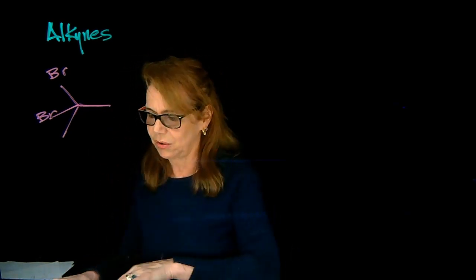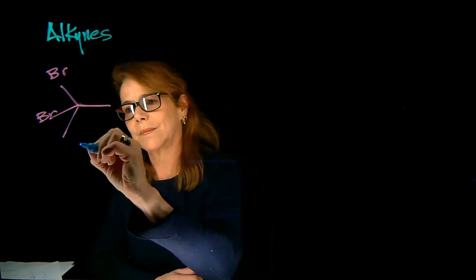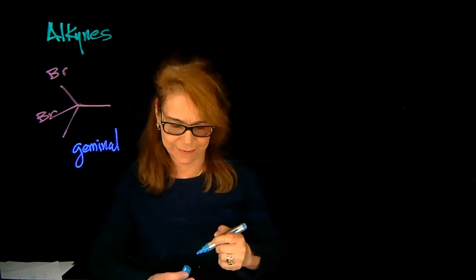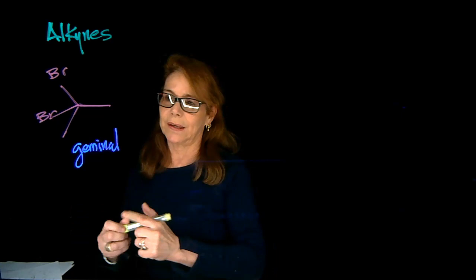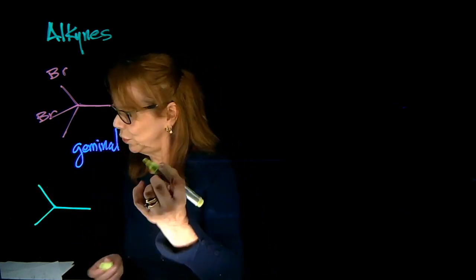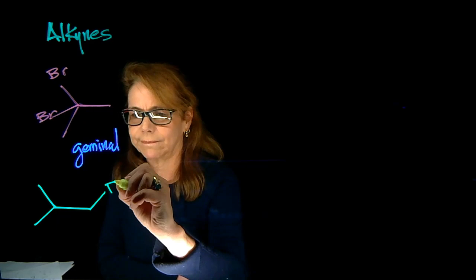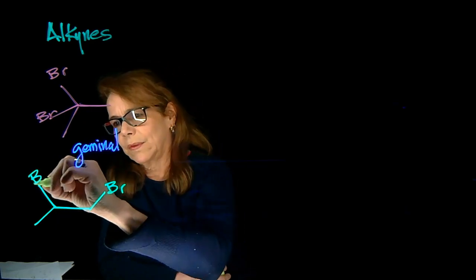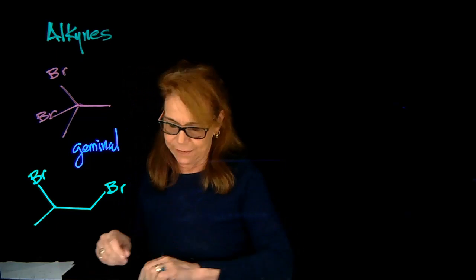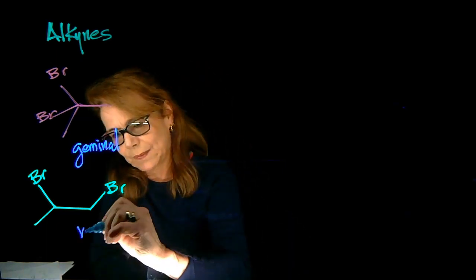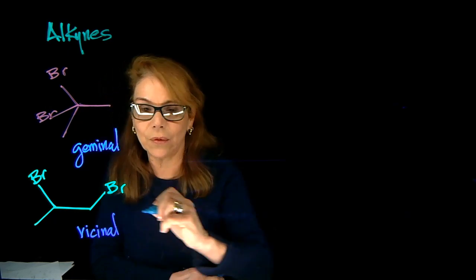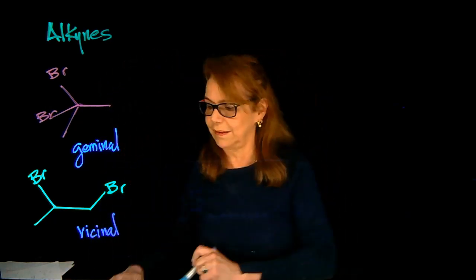So this is called a geminal dialkyl halide. And the other way that I can do that is using a compound that will have two halides but next to each other. So this is a vicinal, carbon 1 and 2. We can use either one to make alkynes.